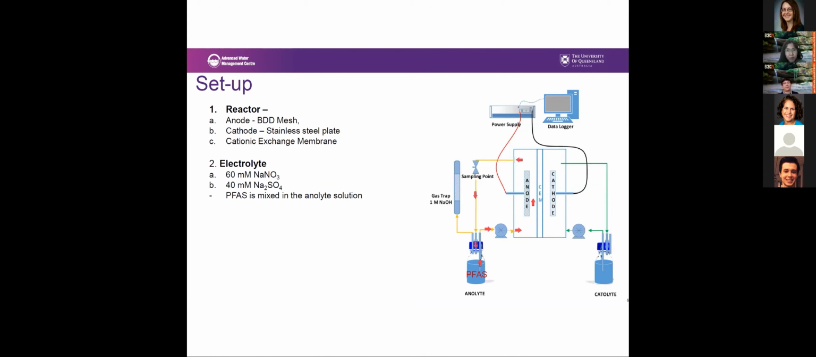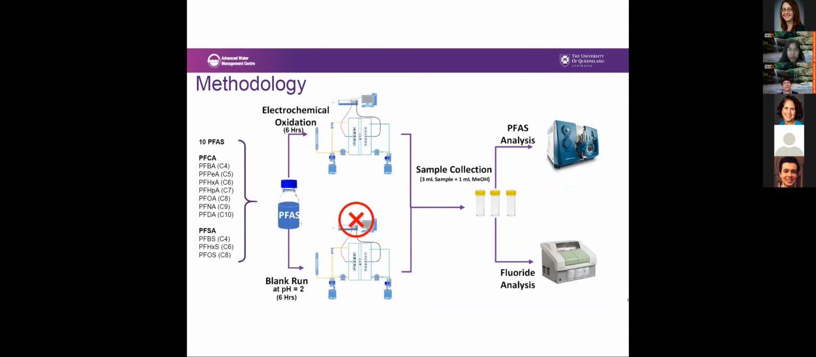To do that, what I did was compare treatment efficiency between two electrolytes. The first one is sodium nitrate, and the second one is sodium sulfate, which serves as a source of the sulfate ions for sulfate radical production. This is a schematic diagram of my reactor.